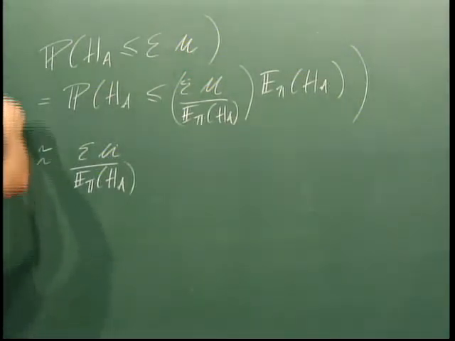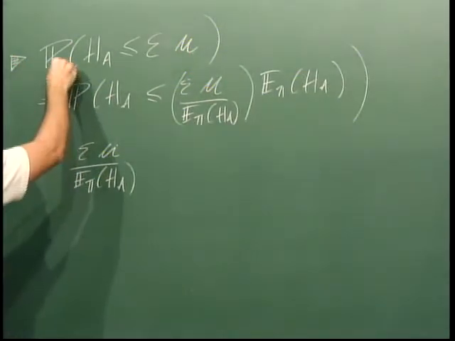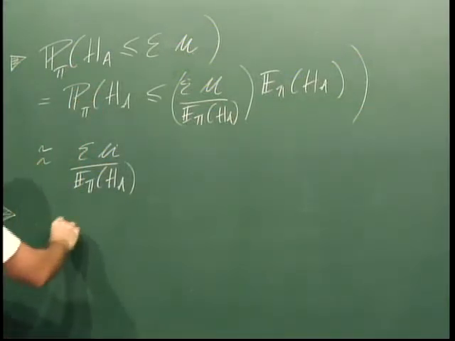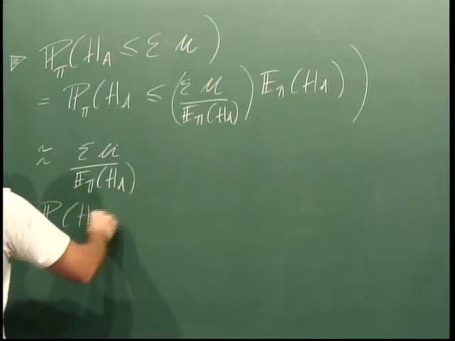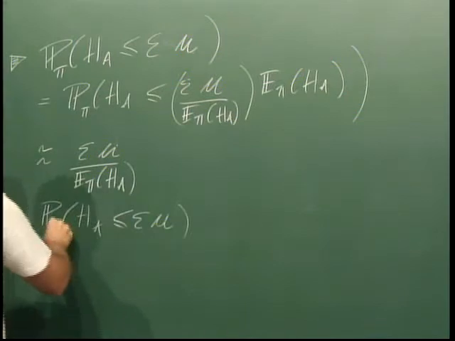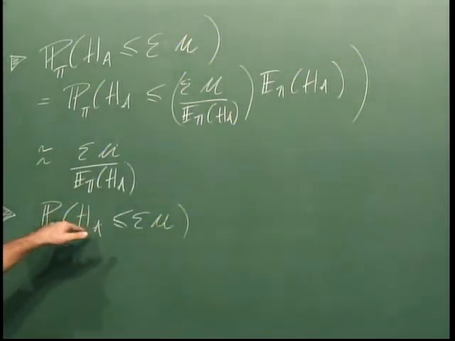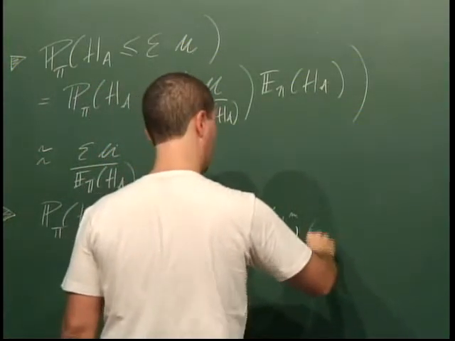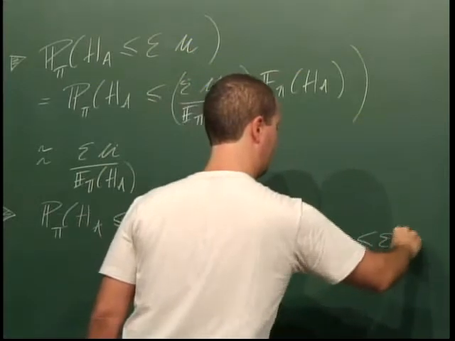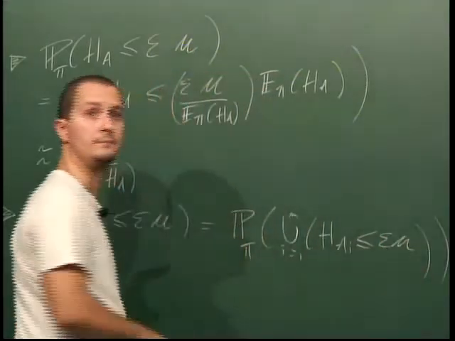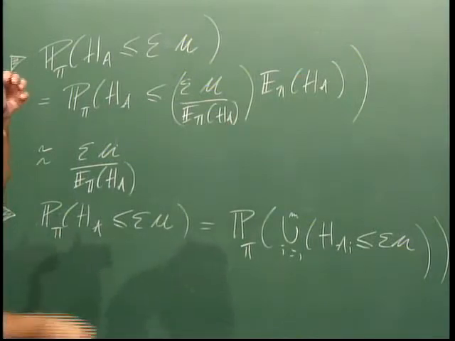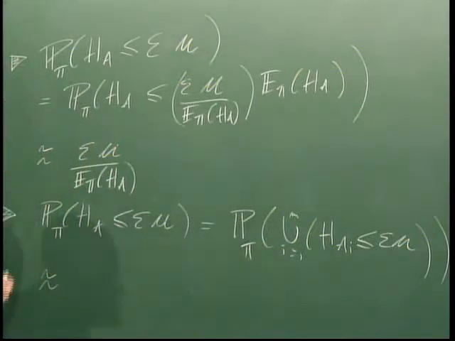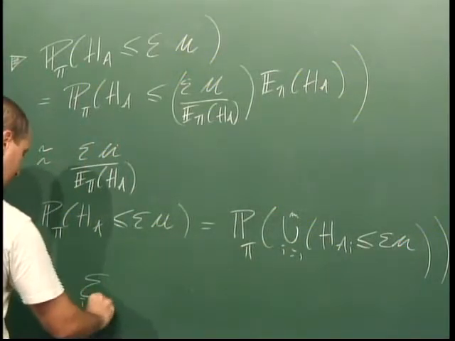And now the key point, which you need to prove in each individual case, and of course I have the stationary distribution over here. You can look at this event. Well, it's a union of events. So it's the probability of the union over i equals 1 to m of h sub A_i smaller than epsilon mu. Now, if you can prove that the probability of the union is about the sum of the probabilities, and that's a big if, but sometimes you can prove this.